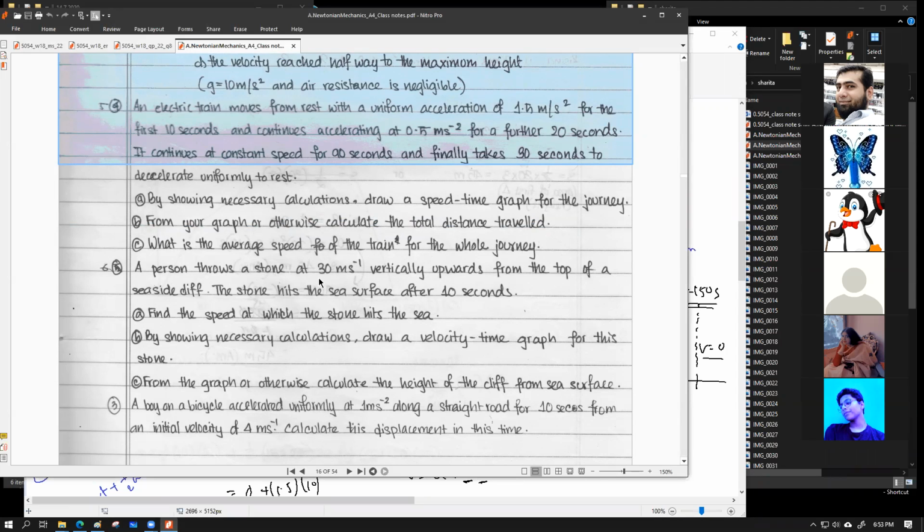A person throws a stone at 30 meters per second vertically upwards from the top of a seaside cliff. The stone hits the sea surface after 10 seconds. Find the speed at which the stone hits the sea. By showing necessary calculations, draw a velocity time graph for this stone. From the graph or otherwise, calculate the height of the cliff from the sea surface.